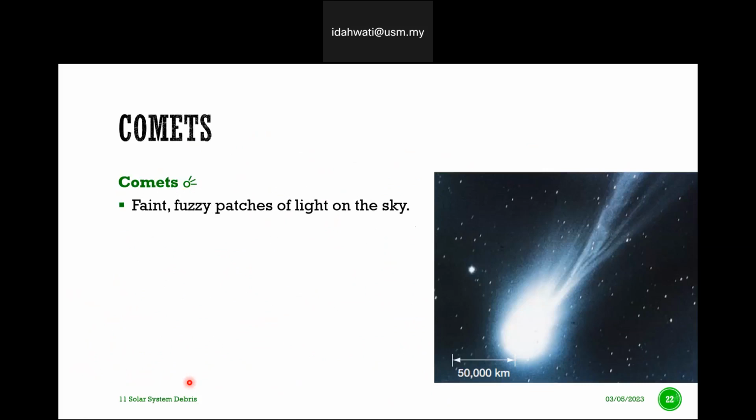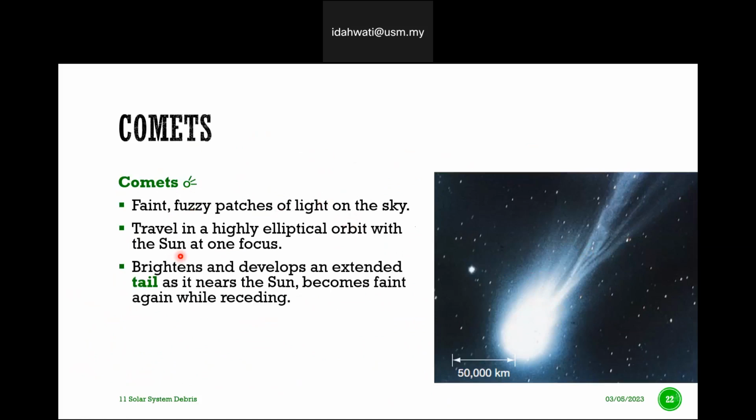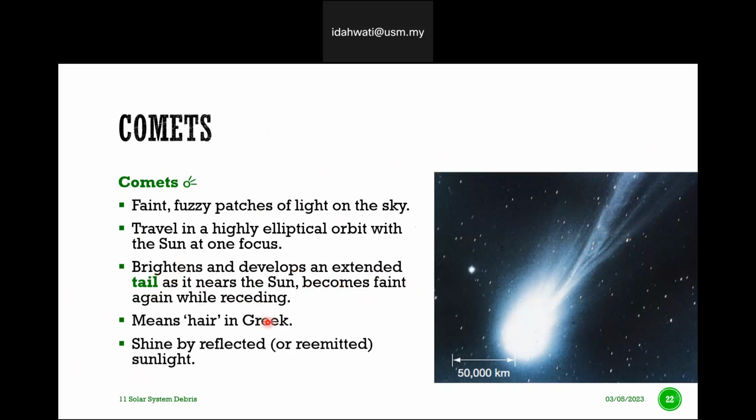Okay, now we go to comets. Okay, comets, as you can see in this figure, are like a flash here. It's a fan of fuzzy patches of light on the sky. They travel in highly elliptical orbits with the Sun at one focus. Okay, so the comet brightens and develops an extended tail. Here you can see that its tail, as it nears the Sun, becomes faint again while receding. Comet means hair in Greek, and comets shine by reflected sunlight.